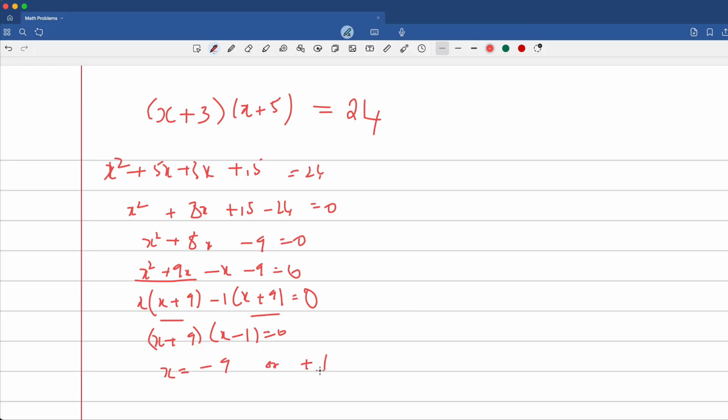So let's substitute and see the value. When I do plus 1, what do I get? So 1 plus 3 is 4, and 1 plus 5 is 6, giving you 24. When it's minus 9, what happens? Minus 9 plus 3 is minus 6, and minus 9 plus 5 is minus 4, giving you 24.